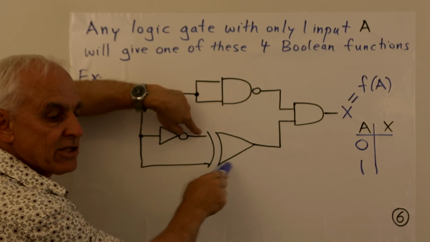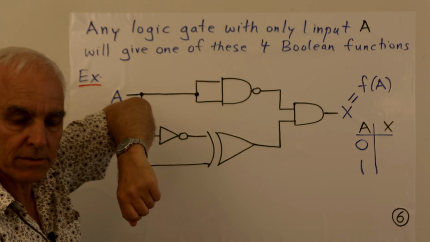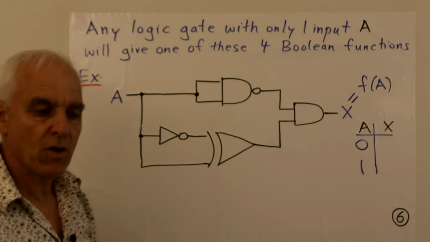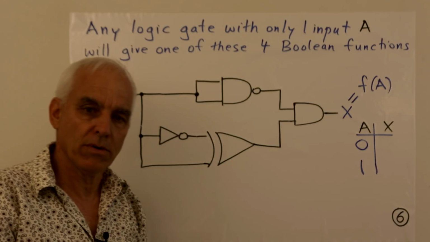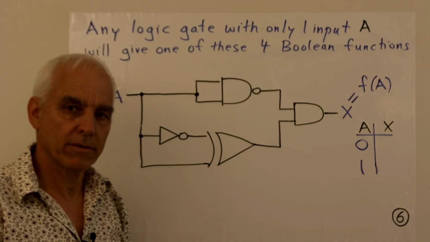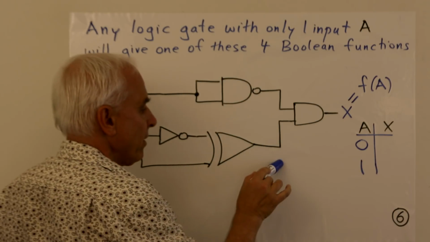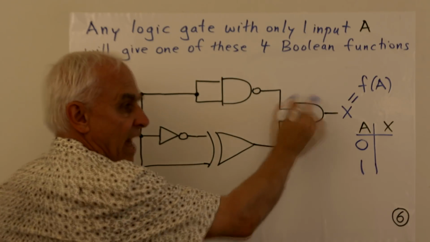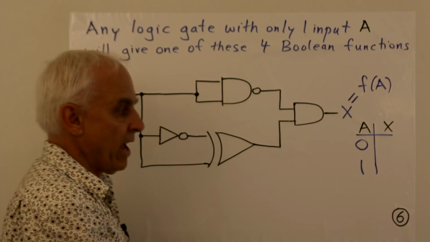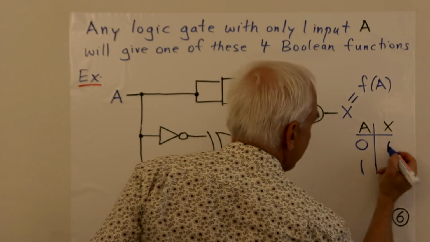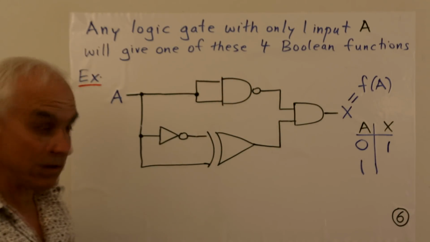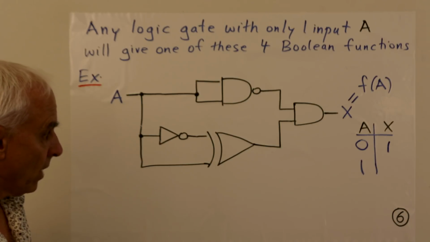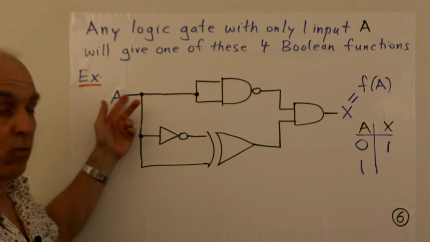And we do an exclusive OR on that. 1 or 0 is 1. So we have a 1 coming in here. We have 1 on the top and 1 at the bottom, and this is an AND. 1 and 1 is 1. So the output is 1 if the input is 0. And what if the input is 1?